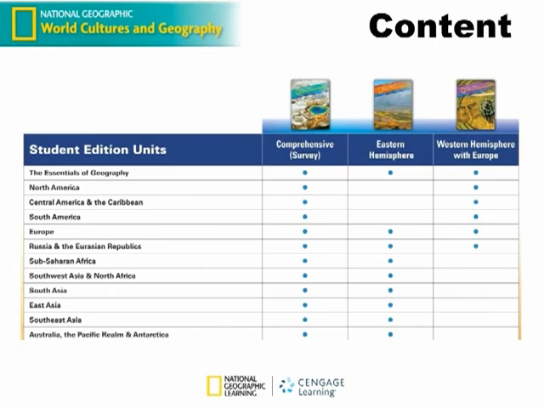Here you can see a list of each region covered in the program and which student texts contain that content. It's important to note that all content for each region is the same in each student book. For example, what students would learn about Europe in the Survey Edition is exactly the same in the Eastern Hemisphere Edition and the Western Hemisphere with Europe Edition. The only difference you'll find is in the page numbers.